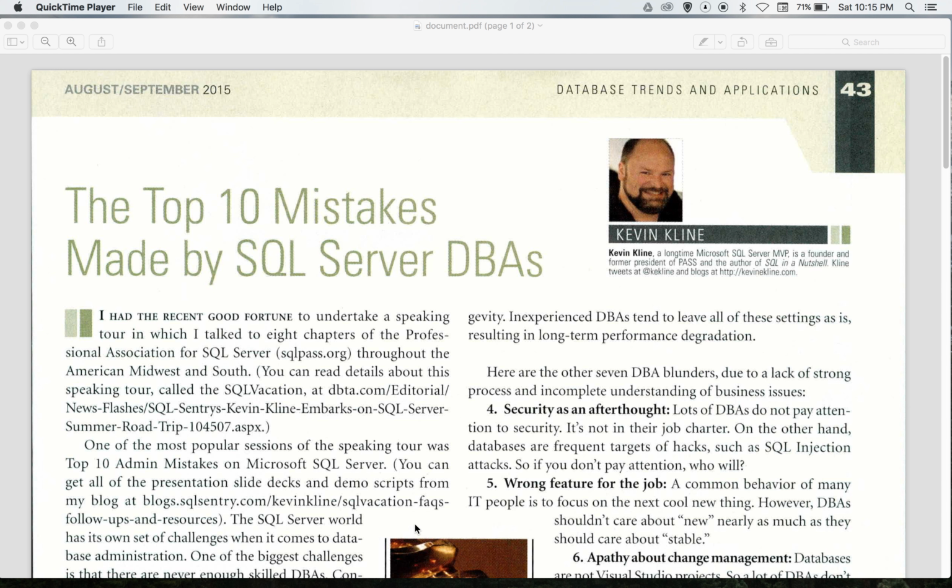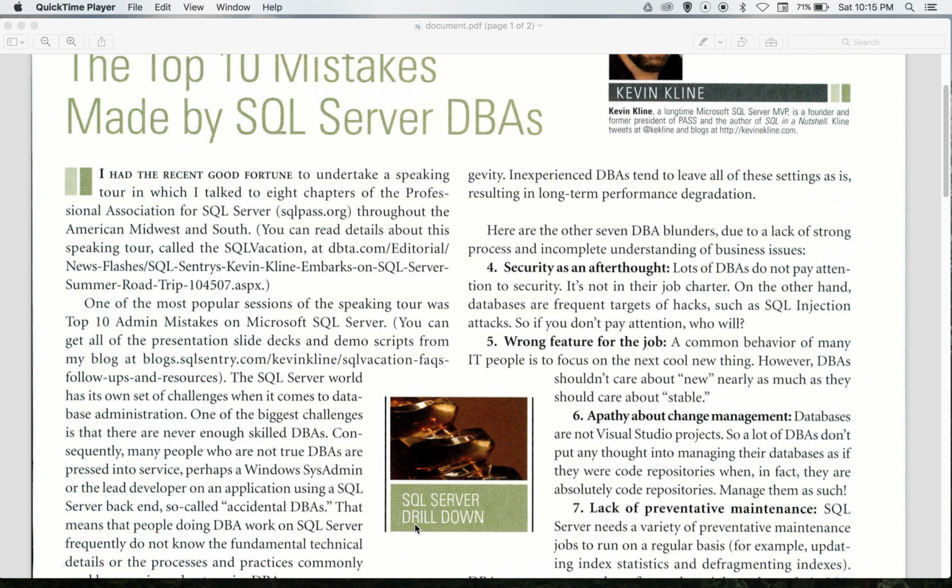Now, the rest of the mistakes I'll be covering are linked to not knowing the business side of it. Security as an afterthought. Lots of DBAs do not pay attention to security. It's not in their job character. On the other hand, databases are frequently targets of hacks, such as SQL injection attacks. So this is something really important, and as SQL programmers, we should be strongly aware of this situation and the security risk and so on.